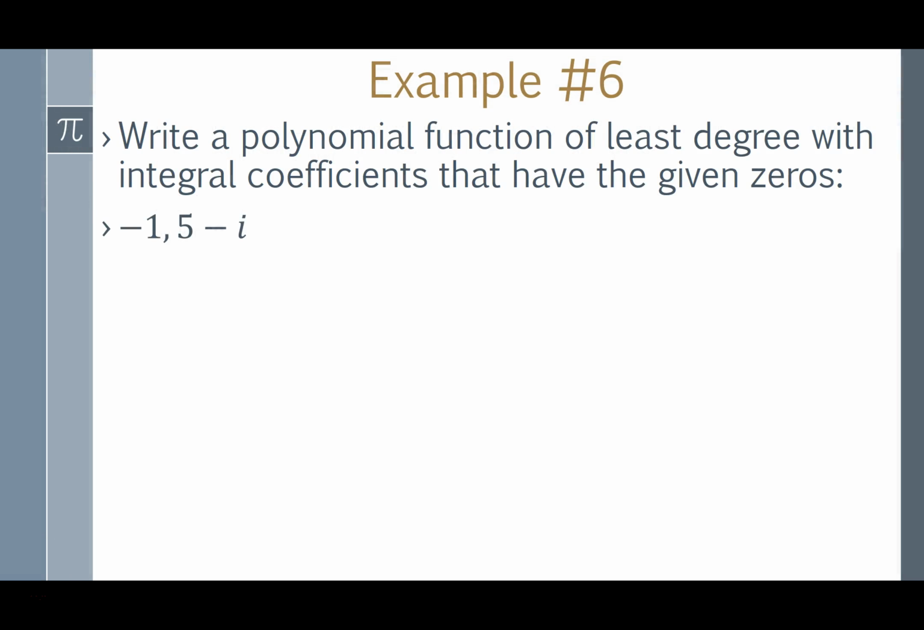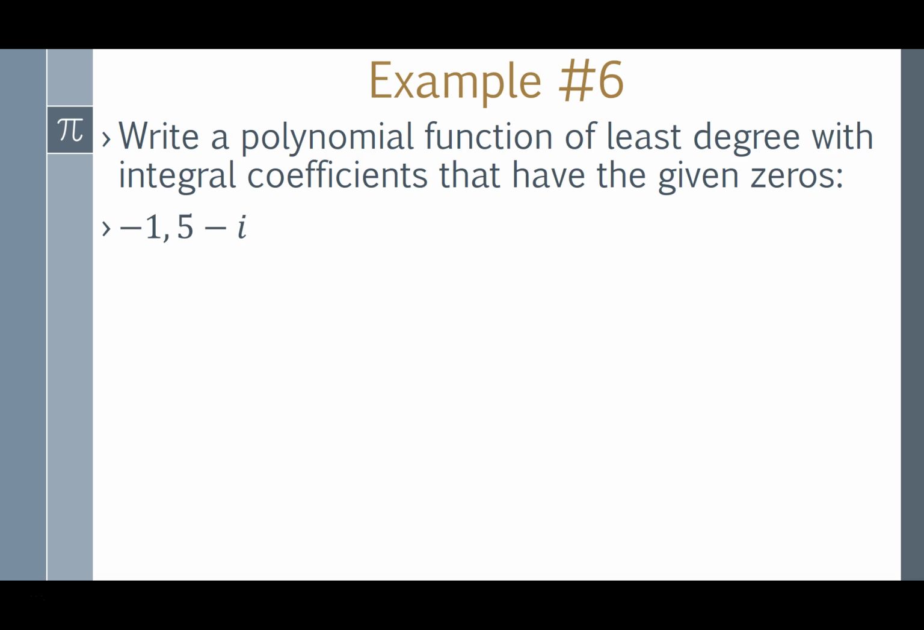So we want to write the polynomial function of least degree with integral coefficients that have the given zeros. Now when we say least degree, we mean we don't want any double or triple roots. So if -1 is a solution, we're not assuming it's a solution like 4 times. We're only assuming it's a solution once.